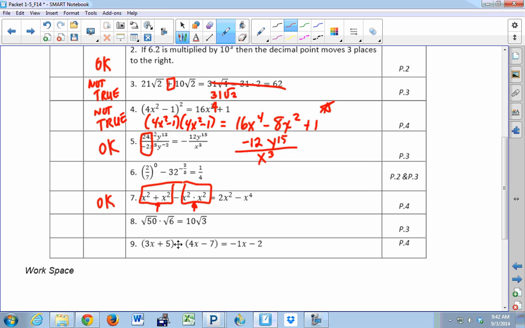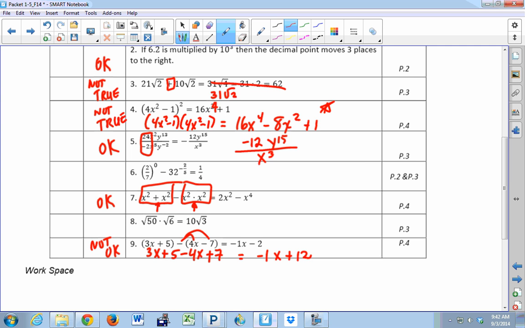What do we have for that, Caleb? You got that one wrong? Okay. Oh, that's not right. So this is not okay. And what would the correct answer be here, Caleb? Yeah, because you have to distribute the subtraction sign through, which changes 4x to minus 4x and subtracting 7 to adding 7. So that's negative 1x plus 12.